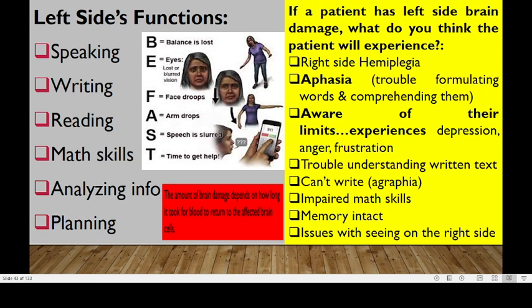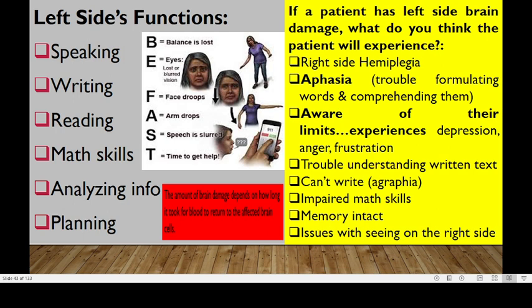Okay? They also have trouble understanding written text because the left side controls speaking, writing, and reading, right? So they can't write, so they have agraphia. They can't calculate, or they don't have the math skills. Their memory is intact, okay? So they have issues with seeing on the right side, right? And they are aware of the same.